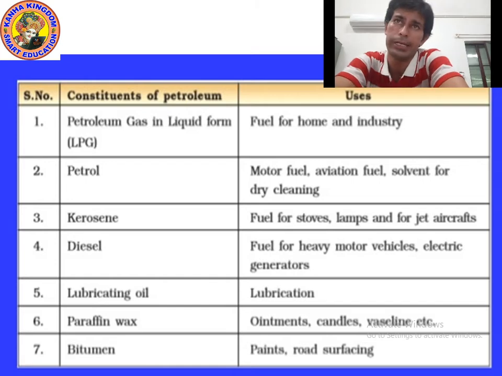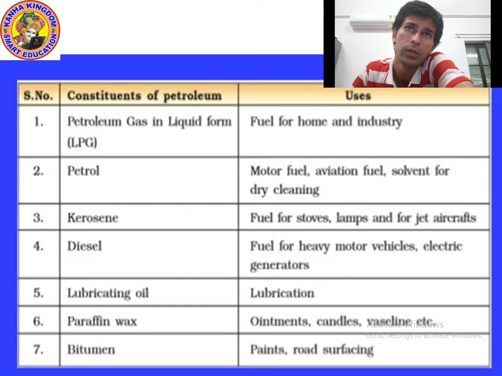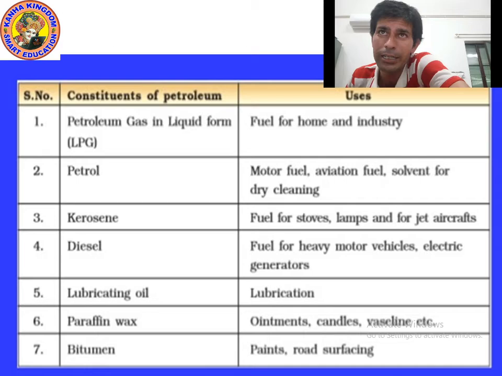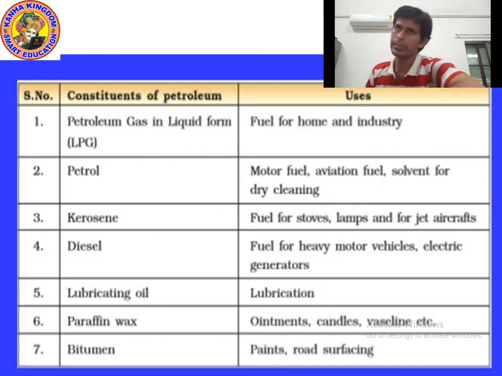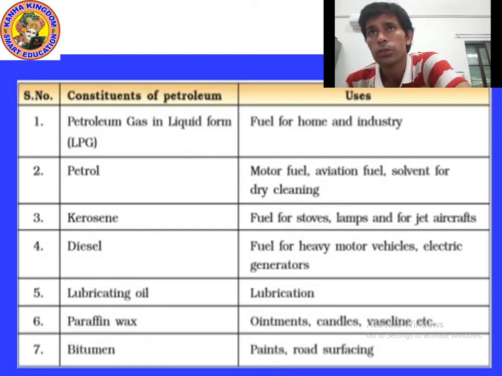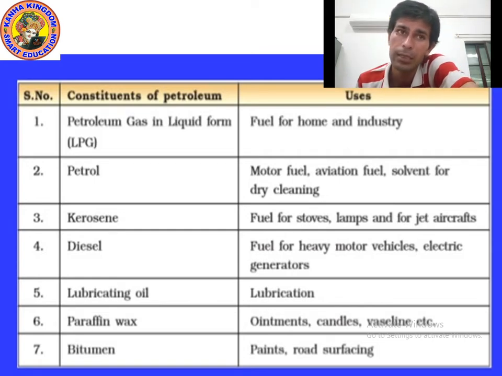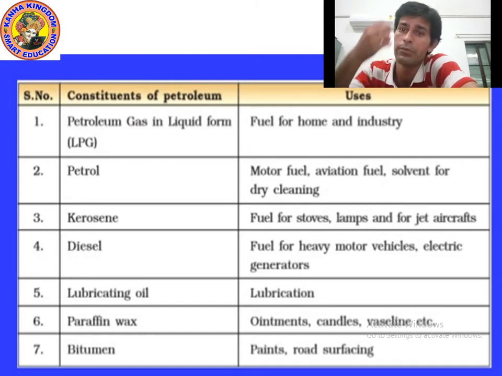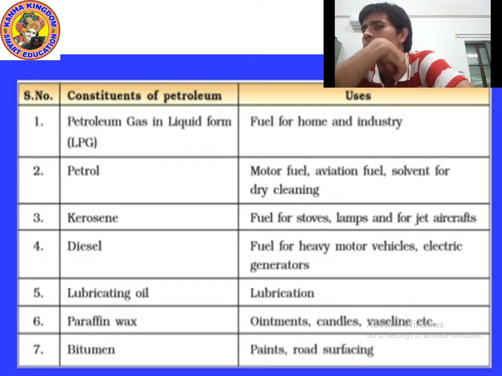As you can see, these are the constituents of petroleum. We get these from petroleum. You can see seven constituents and their uses. First is petroleum gas in liquid form, LPG. What is the use of LPG? LPG is used as a fuel for home and industry, which means LPG is used for cooking.